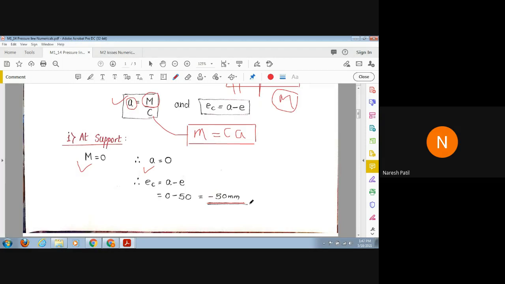Minus 50, you have to understand, negative means it is below CGC. Positive means above CGC. CGC is nothing but the center of gravity of concrete.